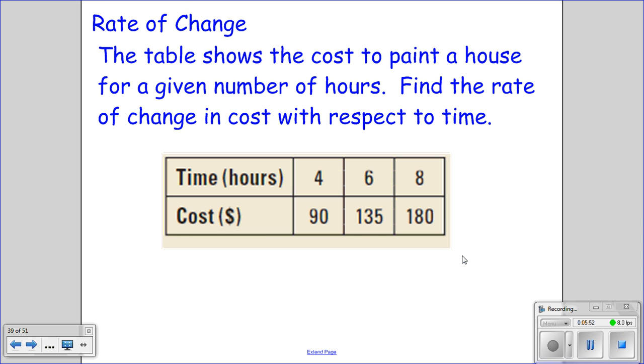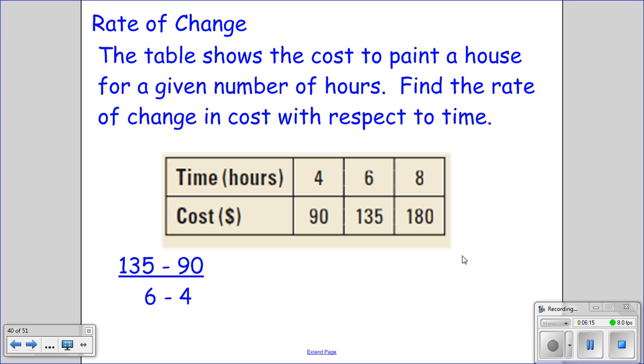Rate of change. The table shows the cost to paint a house for a given number of hours. We are to find the rate of change in cost with respect to time. The cost is our y, the time is our x, and we can choose any 2 points, any 2 xy pairs that are given here. I've chosen the first 2 to work with.